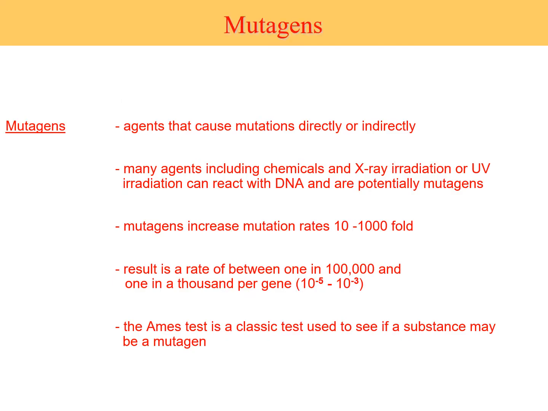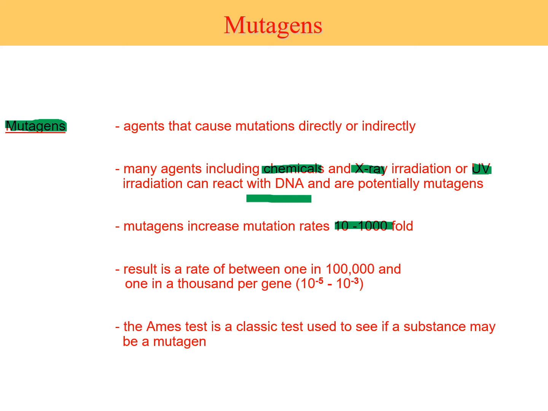Okay, there are agents, as I told you, that increase the frequency of mutation. They are called mutagens. They can be chemicals or exposure to higher energy like X-rays or ultraviolet irradiation that can damage DNA. These have potentially mutagenic effects, and they increase the mutation frequency 10 to 1,000-fold. So instead of being 1 in a million, it can be 1 in 100,000 or as much as 1 in 1,000.